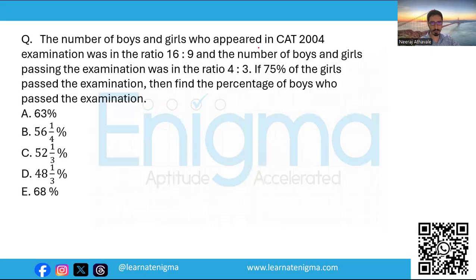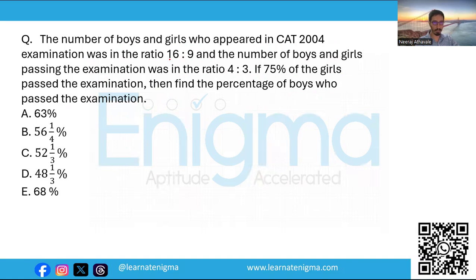The number of boys and girls who appeared in CAT 2004 examination was in the ratio 16:9, and the number of boys and girls passing the examination was in the ratio 4:3. If 75% of the girls passed the examination, then find the percentage of boys who passed the examination.